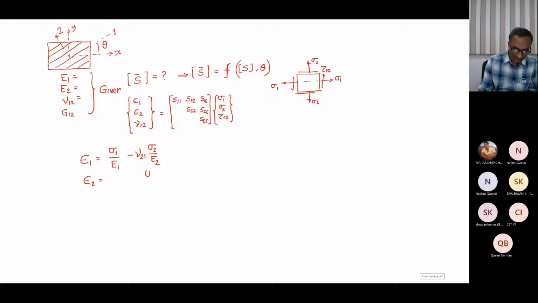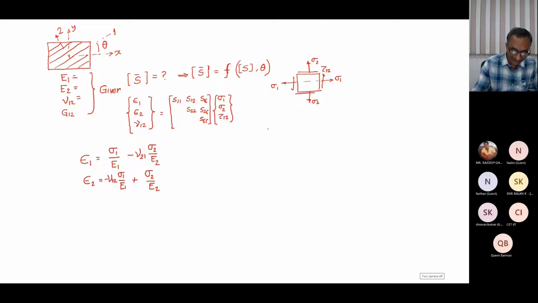Normal strain along 2, one will be straight away because of sigma 2 by E2, and there will be nu 1 2 sigma 1 by E1. Please go back and check lecture 1 of module 3. Okay.